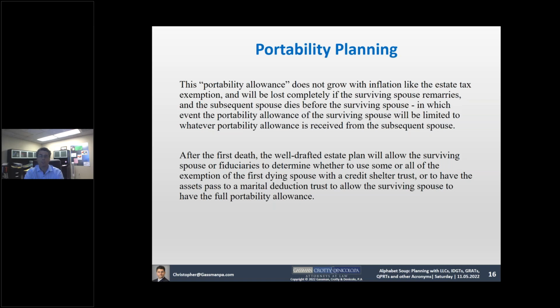A lot of times what we do is have portability in place where maybe the first dying spouse's assets don't come close to the exemption level, and there's some unused exemption that can pass to the surviving spouse in the off chance that the surviving spouse's assets increase in value dramatically, or, as I discussed earlier, in the chance that the exemption amount gets ratcheted down significantly so that the surviving spouse would have an estate tax issue.